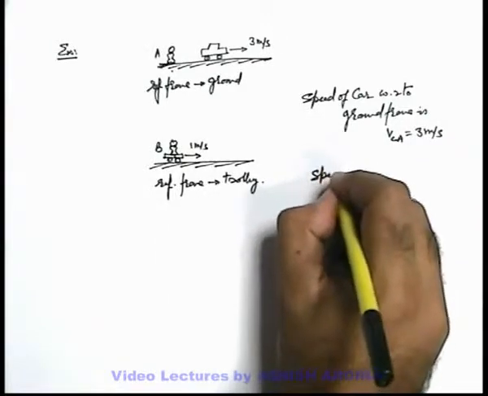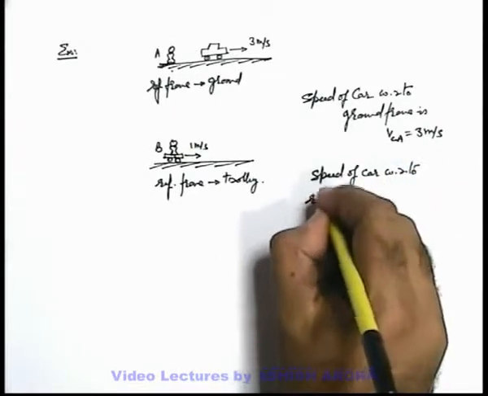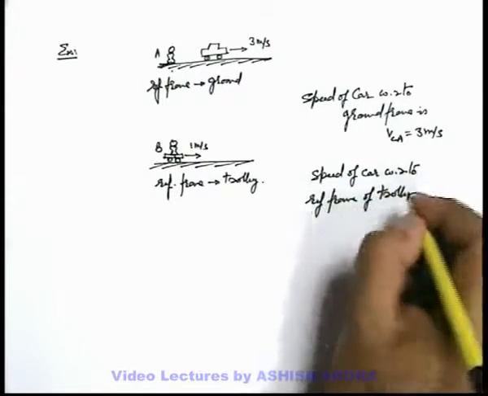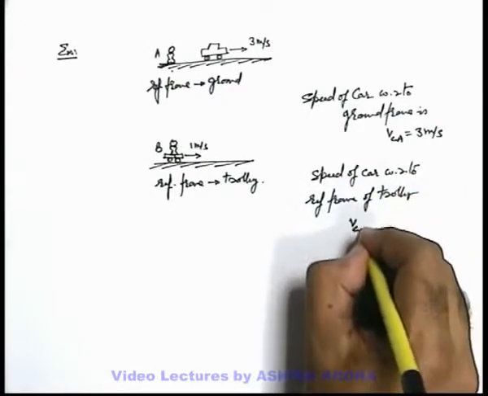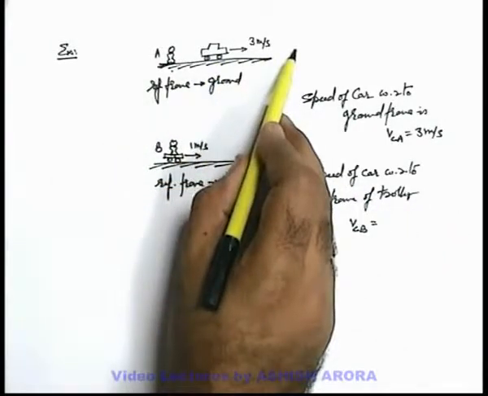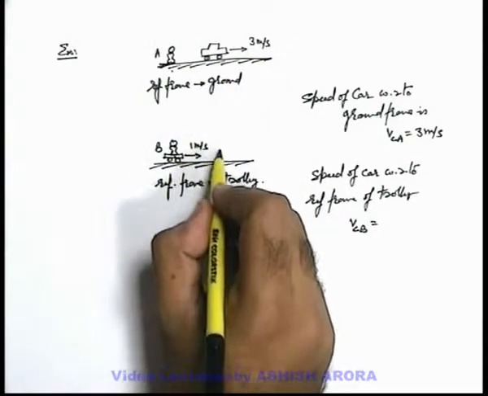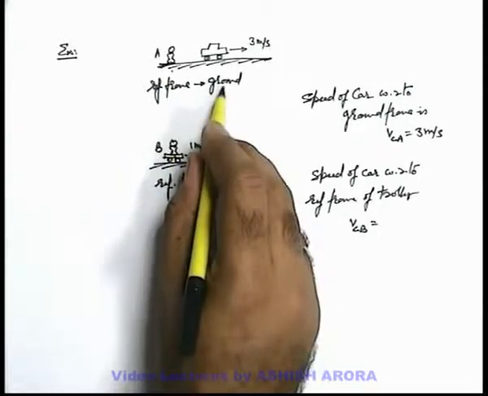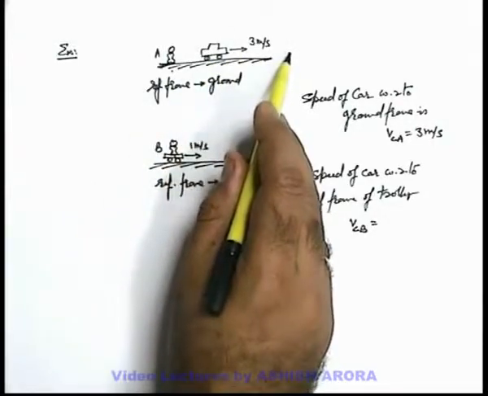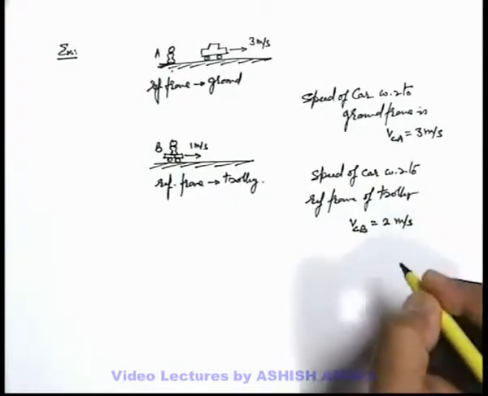And here we measure the speed of the car with respect to the reference frame of the trolley. In this situation, the velocity of the car as measured by observer B can be found as follows. The car is moving at 3 meters per second, and the trolley is moving at 1 meter per second. In 1 second the trolley will travel 1 meter and the car will travel 3 meters. So as seen by this observer, the car has progressed a distance of 2 meters in 1 second. So we can say its velocity is 2 meters per second.